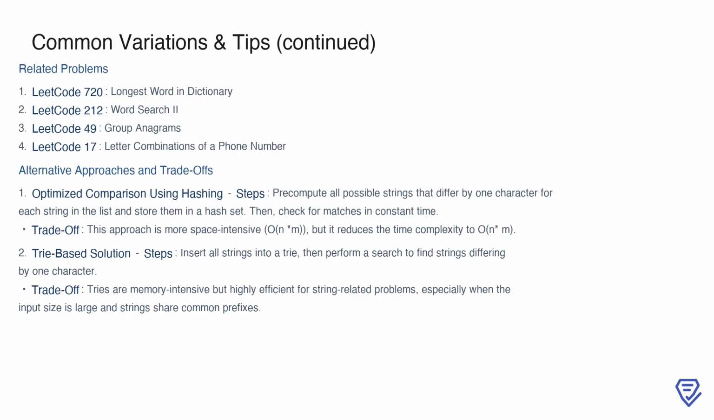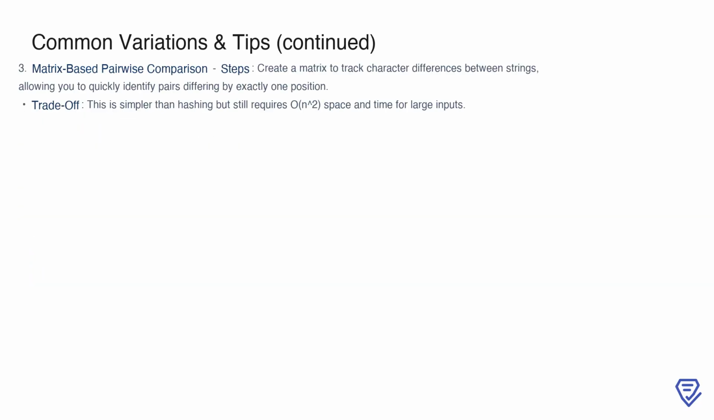This involves inserting all strings into a trie and performing a search to find strings that differ by exactly one character. While tries are memory-intensive, they are highly efficient for string operations, especially when dealing with large inputs where strings share common prefixes. Another alternative approach involves leveraging a matrix-based pairwise comparison method.